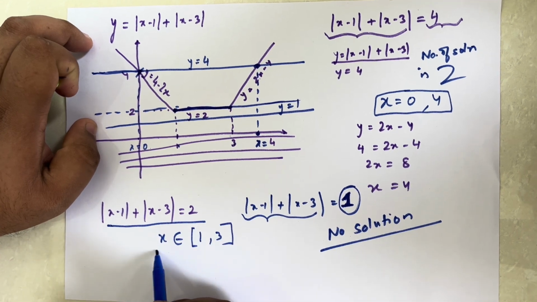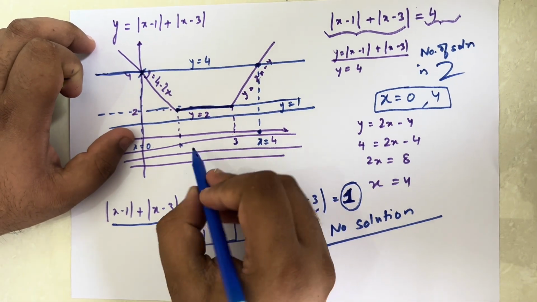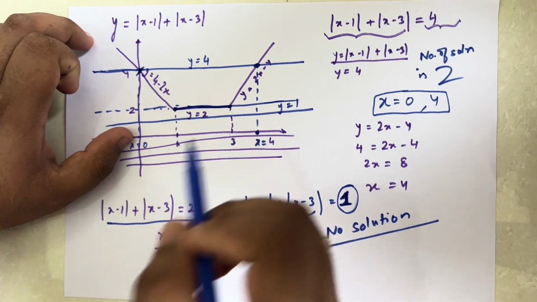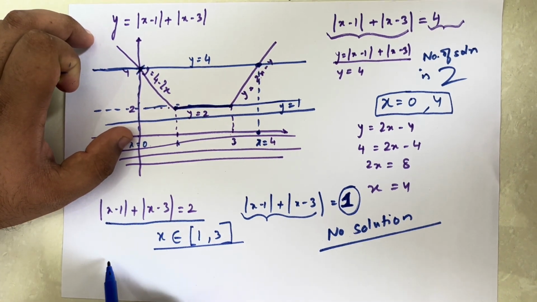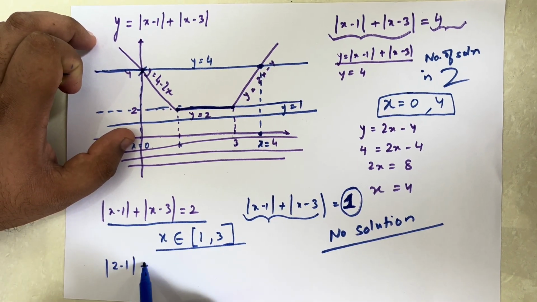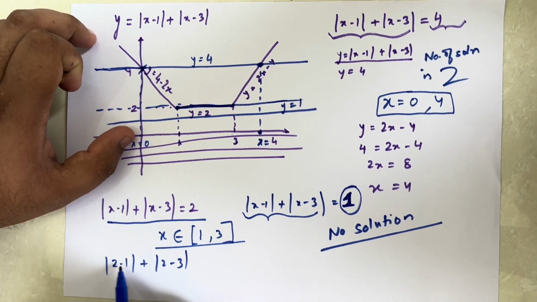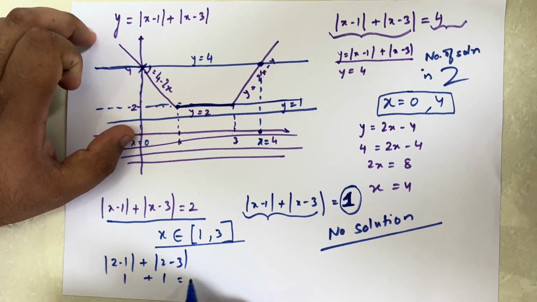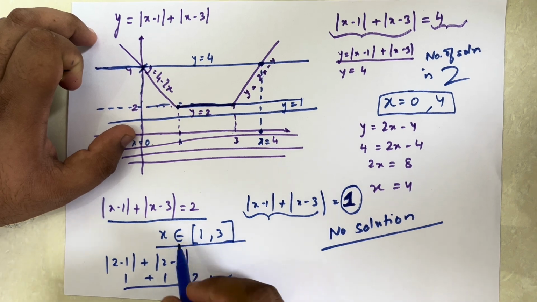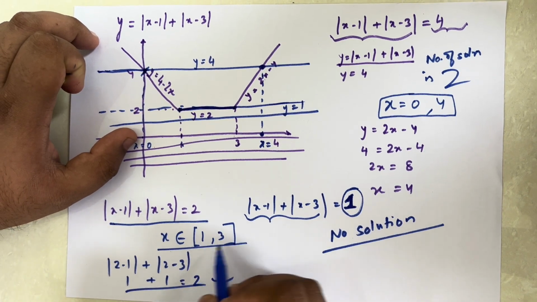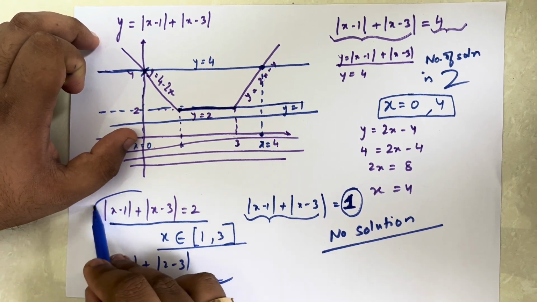So at these values, put any value of x. Say for example, between 1 and 3, let me put 2. So if I put 2 over here, how much will you get? 2 minus 1 plus 2 minus 3. So 2 minus 1 is 1, minus 1 is 1, so you are getting 2. Yeah, so it's correct. So 2 can be one value. So how many solutions? Infinite number of solutions will be here for this equation.